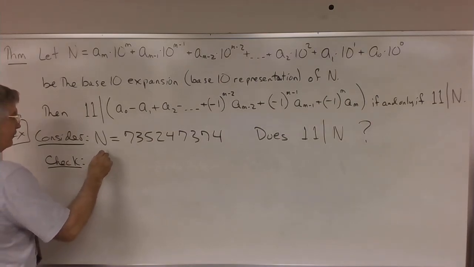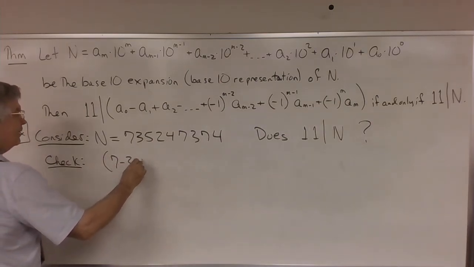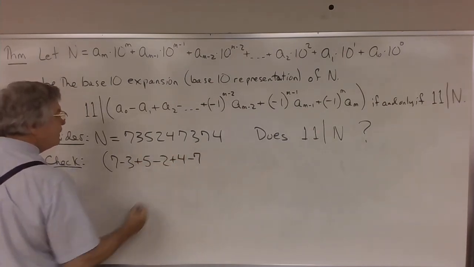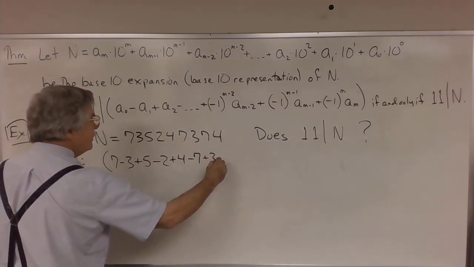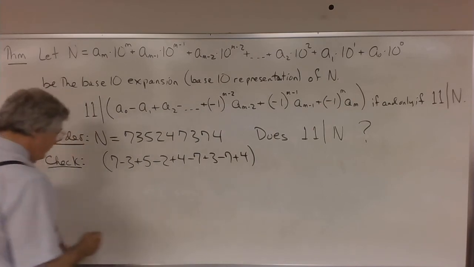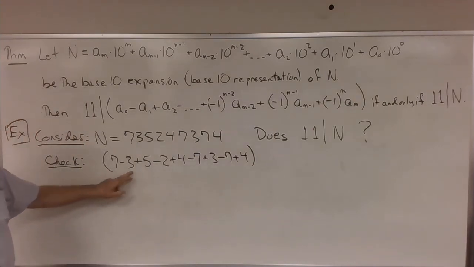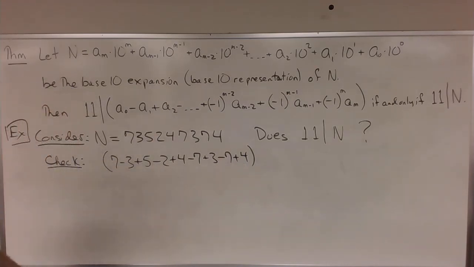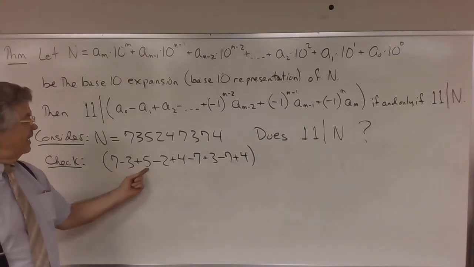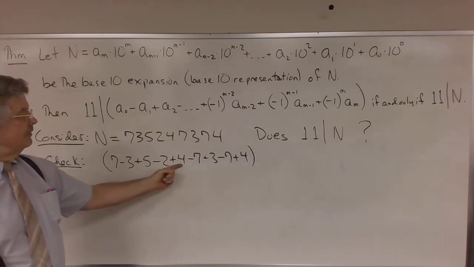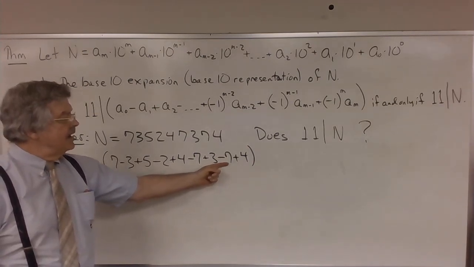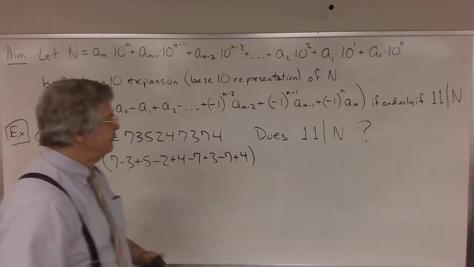So let's say 7 minus 3 plus 5 minus 2 plus 4 minus 7 plus 3 minus 7 plus 4. Did I get them all? 735, 247, 374. Yep, I got them all. And now what do we get? 4 plus 5 is 9, minus 2 is 7, plus 4 is 11. Minus 7 is 4, plus 3 is 7, minus 7 is 0, plus 4 is 4.